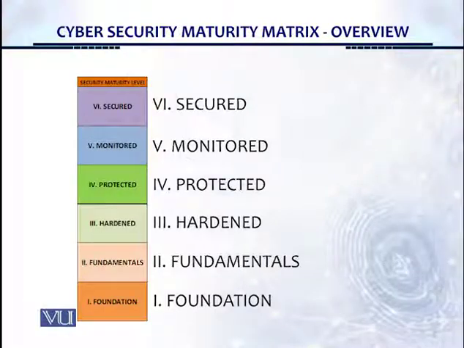This is a very high-level view of the Cybersecurity Maturity Matrix. As you can see, it has 6 levels. Foundation, number 1, number 2, fundamentals, number 3, hardened, number 4, protected, number 5, monitored, and number 6, secured. And together, these six layers, they form the Cybersecurity Maturity Matrix.